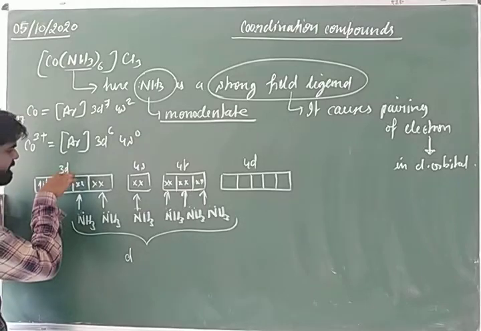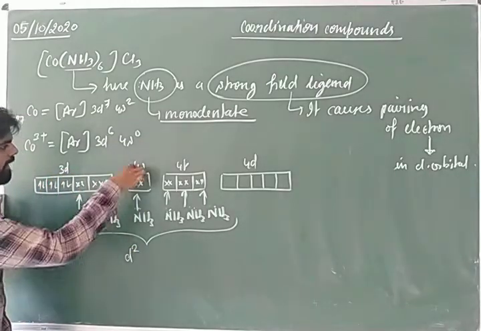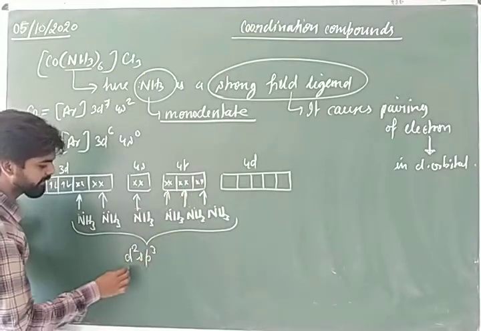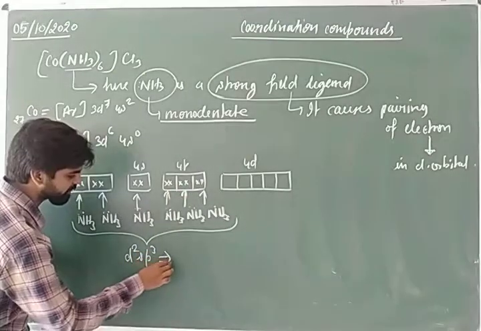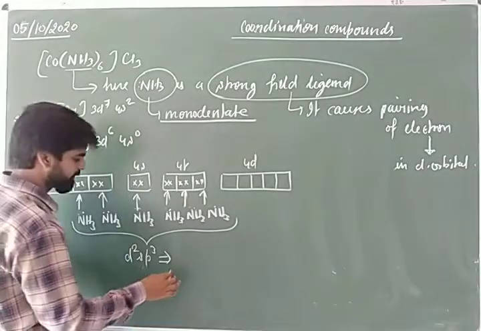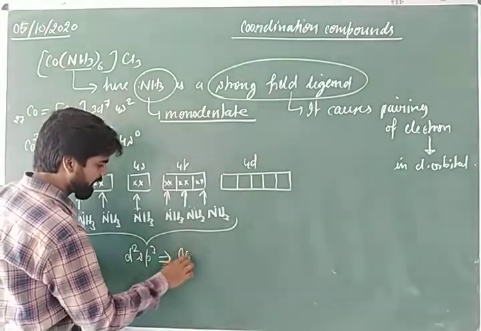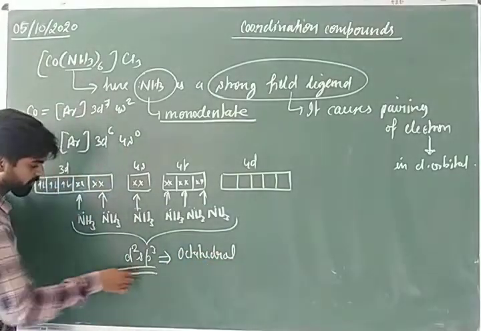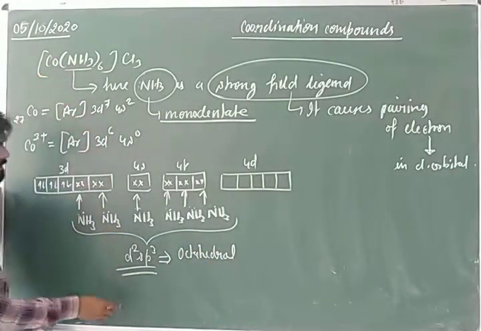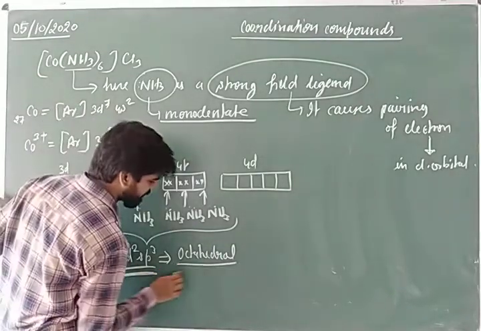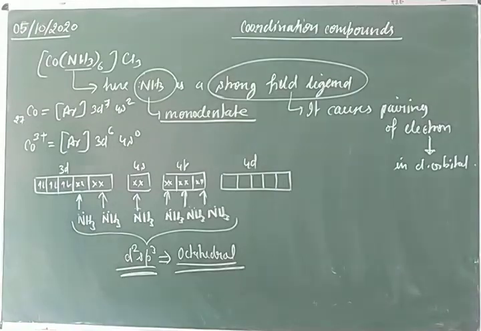Here, d2 is 2, s is 1 and p is 3. The hybridization is d2sp3, and for the hybridization d2sp3 the geometry will be octahedral. So students, for this complex, the hybridization will be d2sp3, and the geometry will be octahedral.